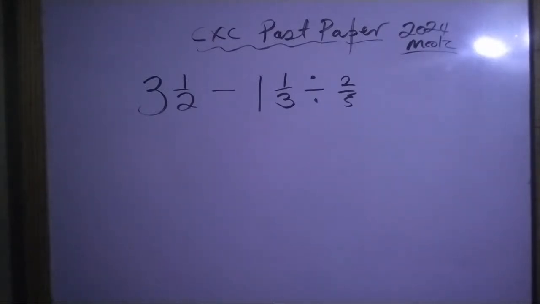Alright, so this one says 3.5 minus 1 1/3 divided by 2/5.